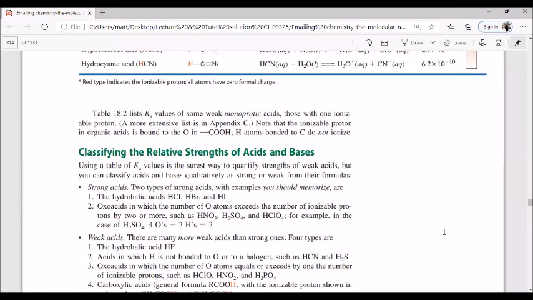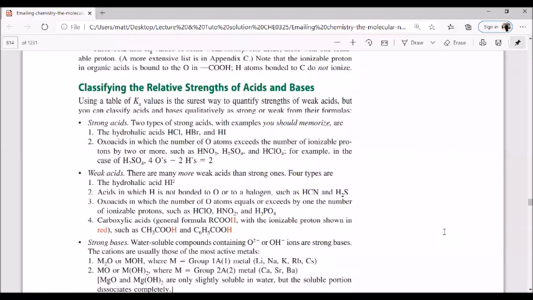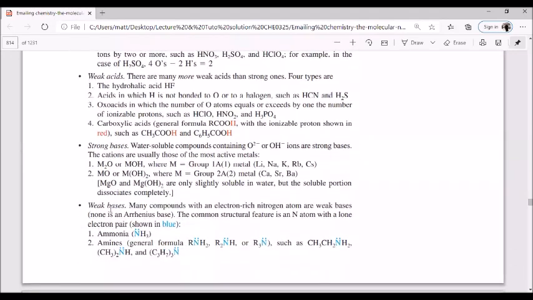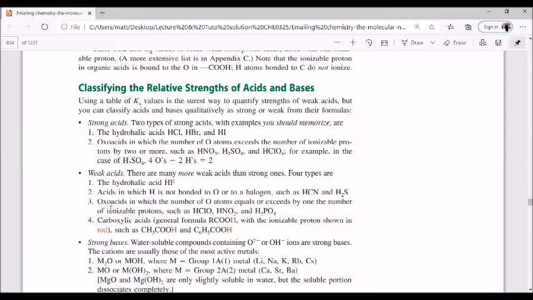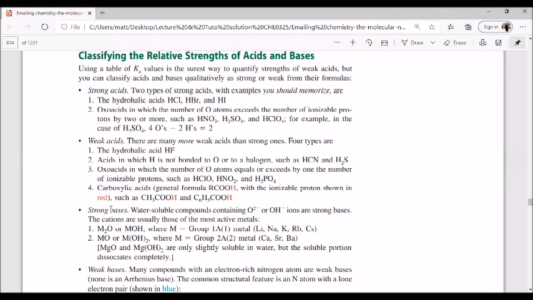Okay, in the books you can read about classifying the relative strength of acids and bases: strong acid, weak acid, strong base, weak base. Please have a look at this, so that you get ideas which acids are considered strong and which are considered weak. For example, for strong acids, the hydrohalic acids are all considered strong except HF. HF is a weak acid.